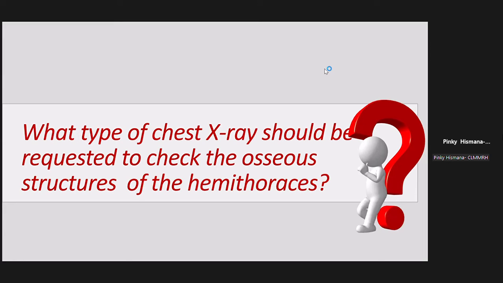Anyone has an idea? If none, can I call on Arlo Lamis? Do you have any idea what you can request if ever you have a case of trauma wherein you want to assess the ribs? Doctor, good evening, Doc. Good evening. Do you have an idea? No idea, Doc. Okay, never mind.